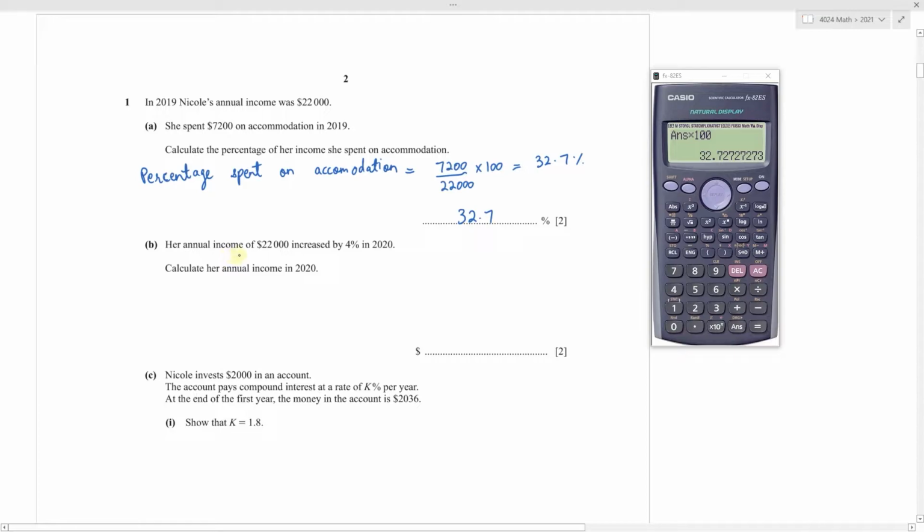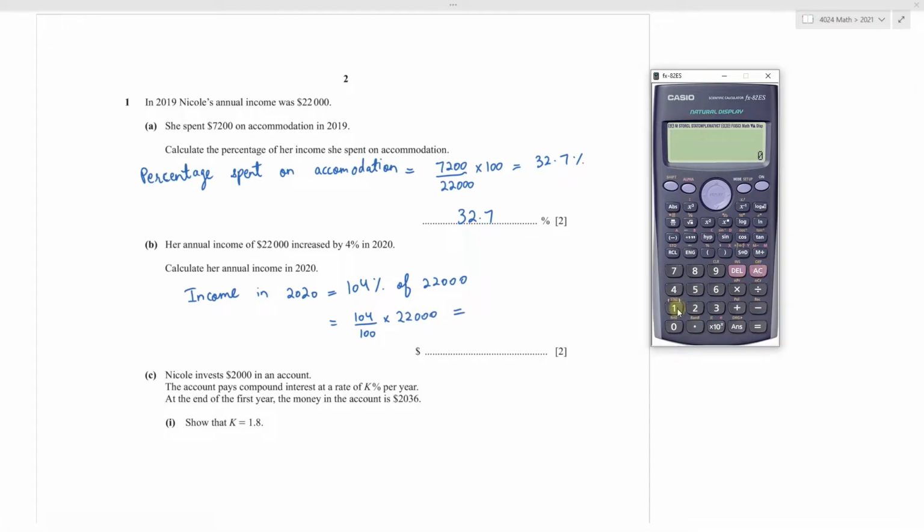Part B: her annual income of $22,000 increased by 4% in 2020. Calculate her income in 2020. So it increased by 4% from $22,000, which was in 2019. An increase of 4% means it became 104% of her previous income, which was 22,000. So this is 104 divided by 100 and multiplied by 22,000 to calculate her new income.